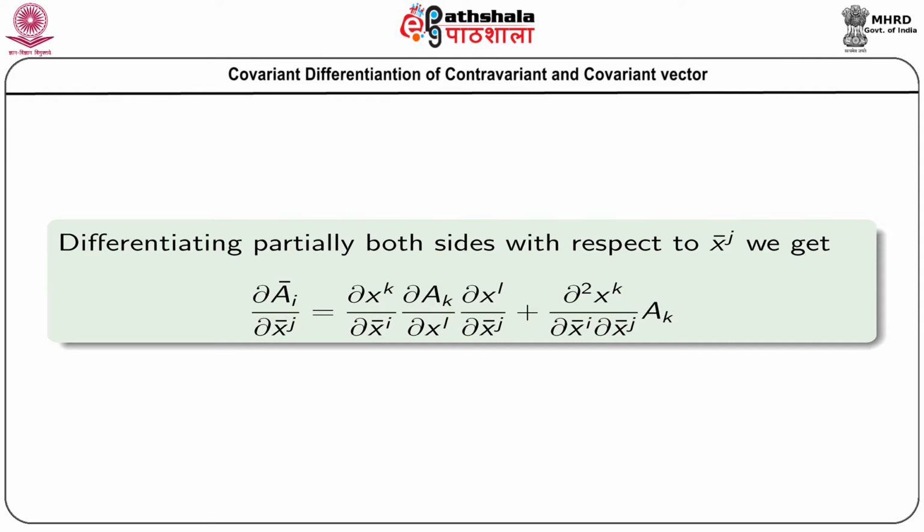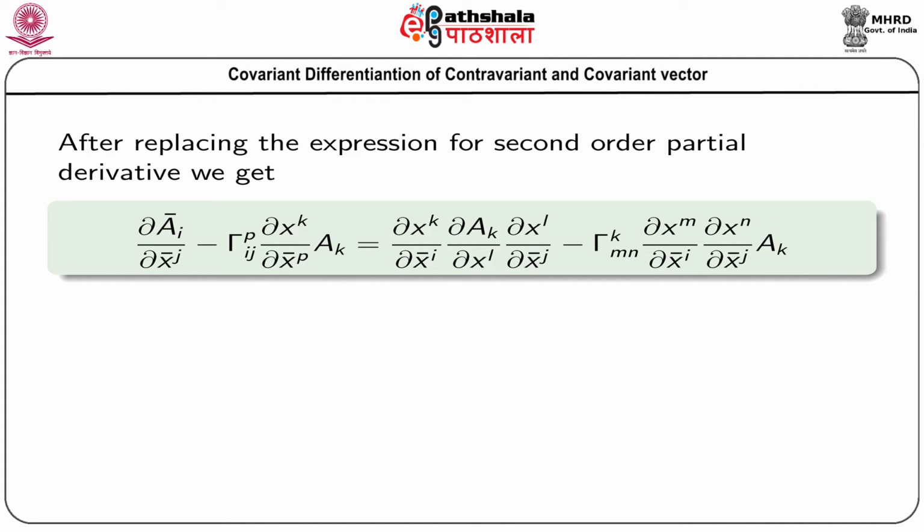Now, again replacing this term by the expression obtained in the previous section, we get this expression: ∂ā_i/∂x̄^j minus Γ^p_ij ∂x^k/∂x̄^p a_k equals ∂x^k/∂x̄^i ∂a_k/∂x^l ∂x^l/∂x̄^j, again chain rule is applied here, minus Γ^k_mn ∂x^m/∂x̄^i ∂x^n/∂x̄^j a_k.